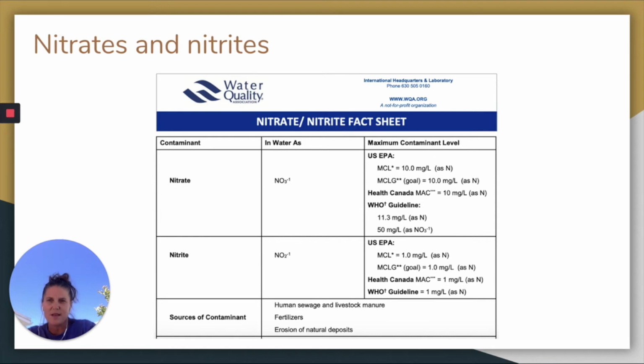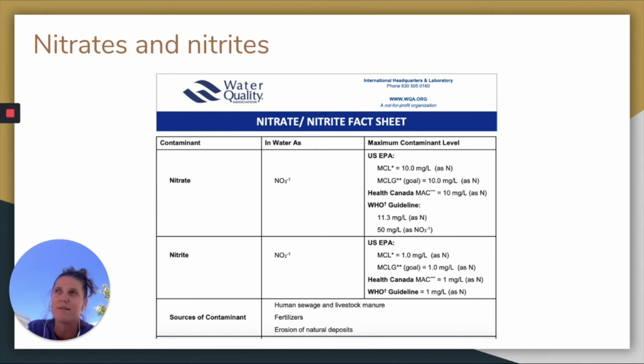Next up is nitrates and nitrites. Just based on the words, you can tell that it has to do with nitrogen, and you know that nitrogen is an element. It is considered a gas, and it's found in the atmosphere. It's found naturally in foods and in your body and in waste and all kinds of things.